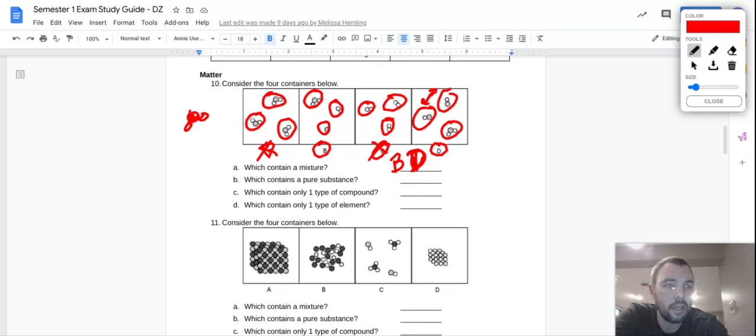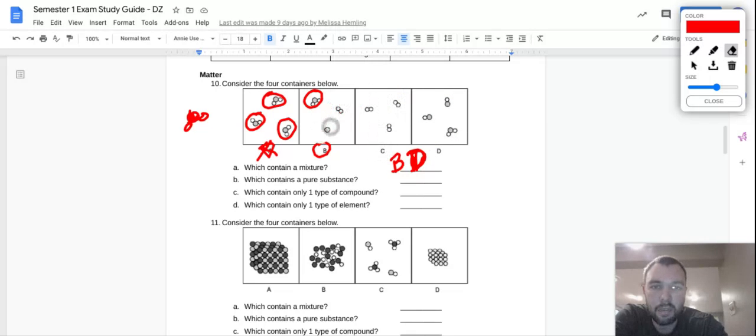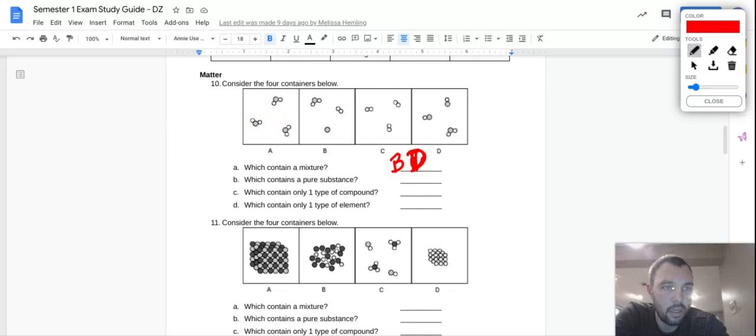Let me do some erasing here so we can see everything. A pure substance means that every particle is the same. So when we take a look here, this is pure because they're all the same. Basically, everything that's not a mixture is going to be pure. Mixtures are impure. Pure would be a compound or an element. So A is going to be pure. C is going to be pure. But B and D are not pure.